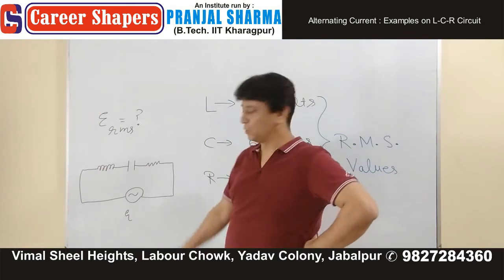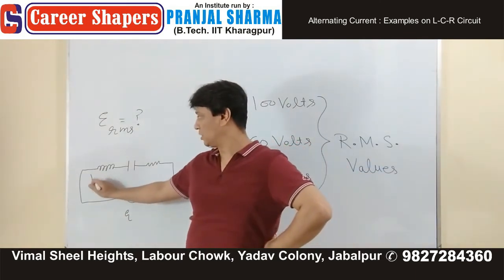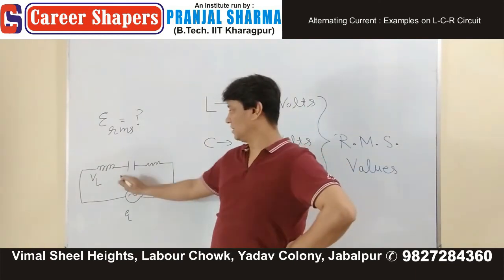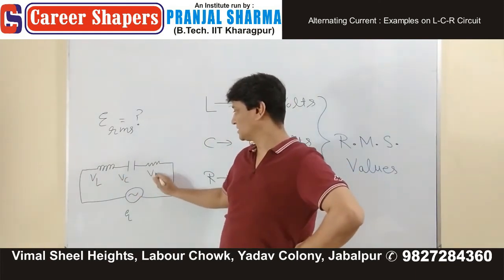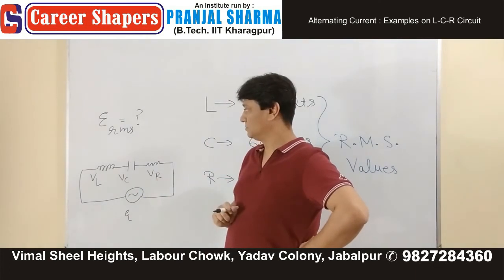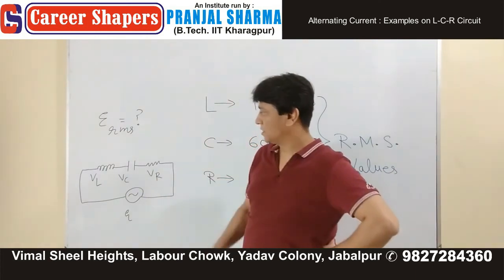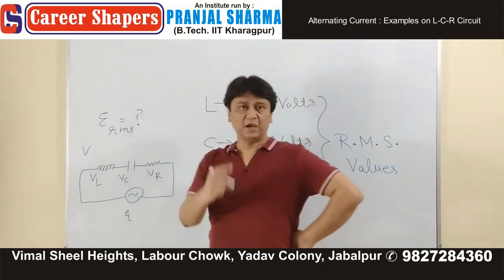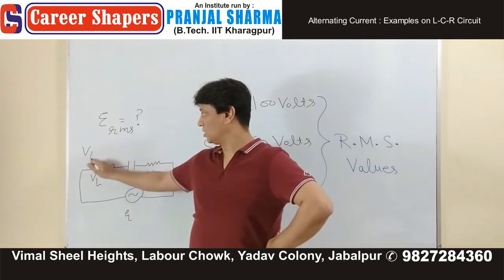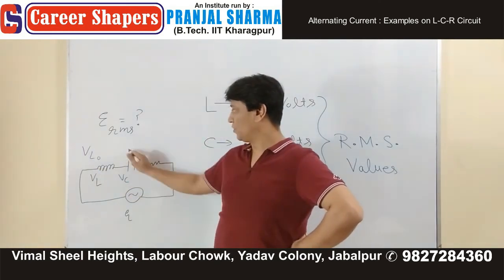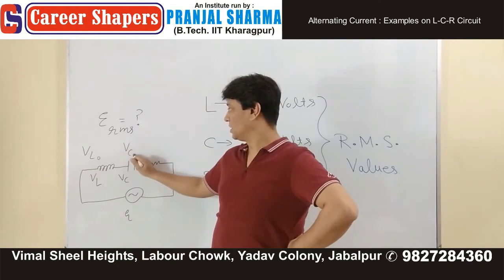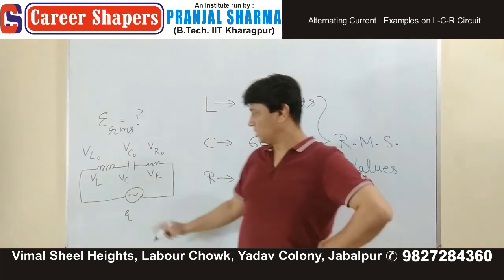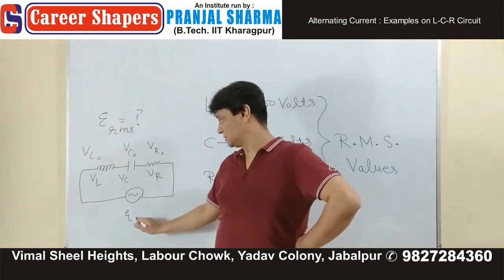Instantaneous value of source EMF is E. Instantaneous value of potential difference for the inductor is VL, for capacitor VC, for resistor VR. Peak value for VL is VL naught. Peak value for VC is VC naught. Peak value for VR is VR naught. Peak value of source is E naught.